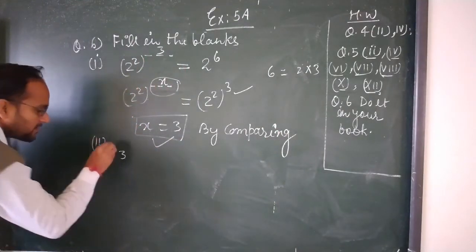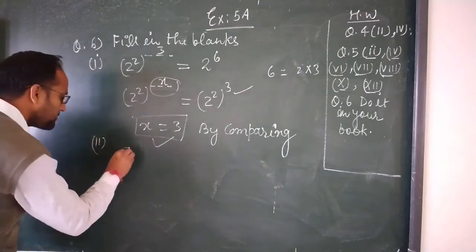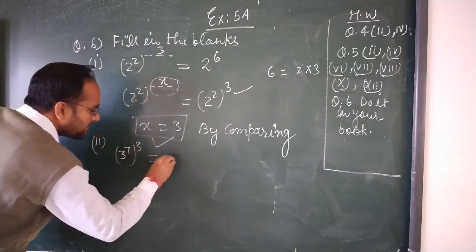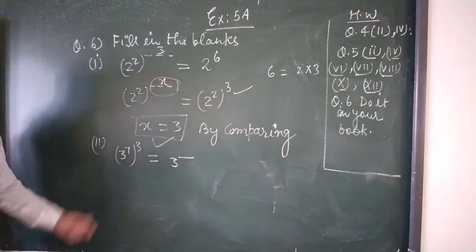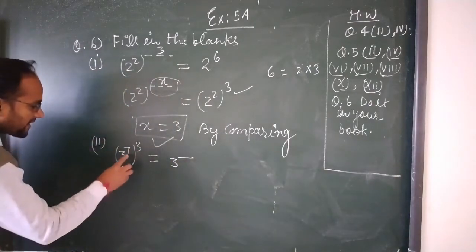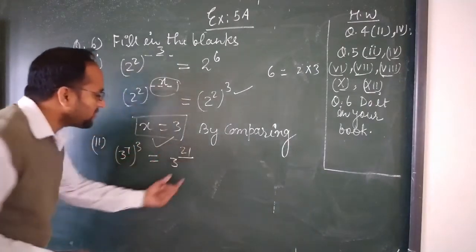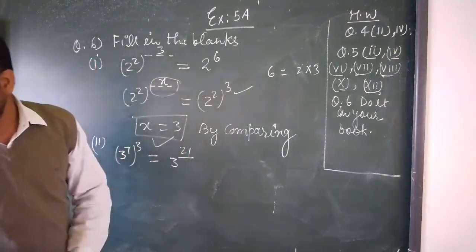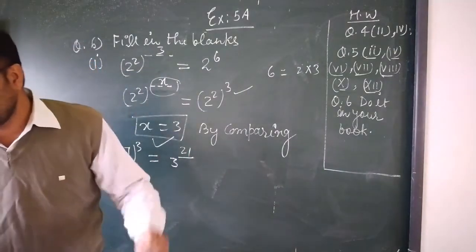Same as this, if you want, you can try question number 2: 3 to the power 7, to the power 3, then blank. So what will you write? It is very easy. You will get 7 threes are 21. In place of this blank you will write 21. Same as this, you will try the other questions also.